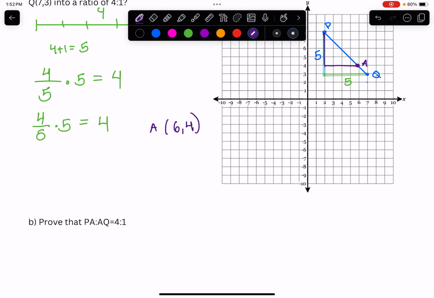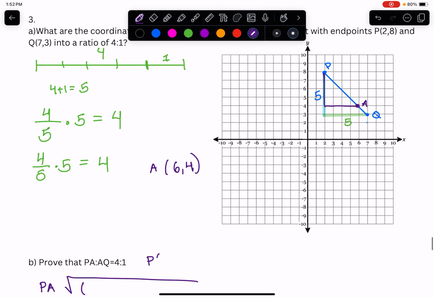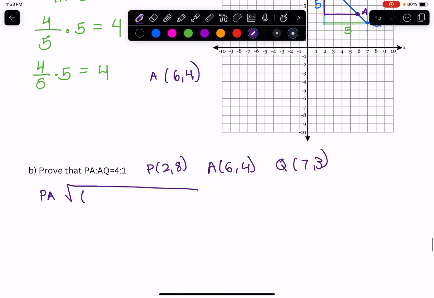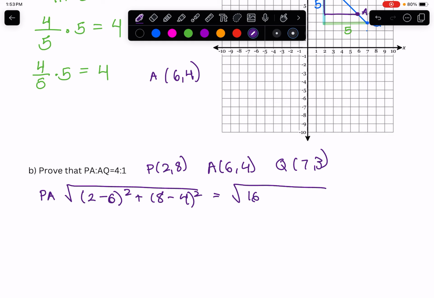It now asks to prove that PA to AQ is equal to 4 to 1. So you have to find the distances. So PA, so the distance, so P was at 2, 8. A we found at 6, 4. And Q is at 7, 3. So PA, so doing the X's, then the Y's. So that's going to be 16 plus another 16, which is the square root of 32.